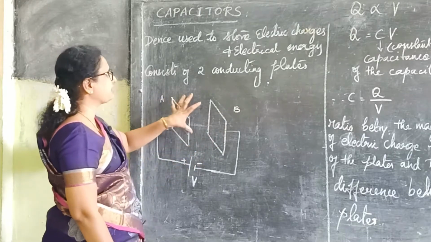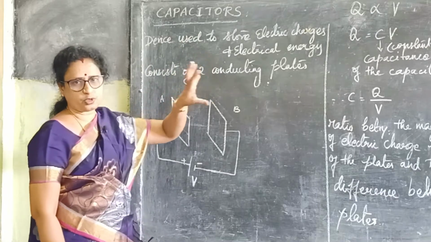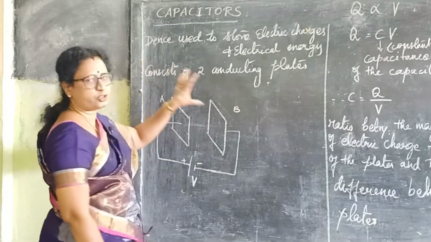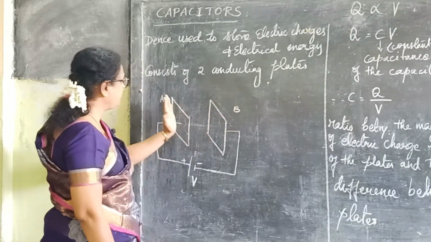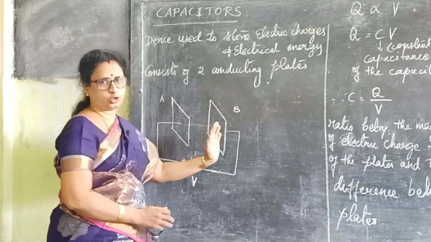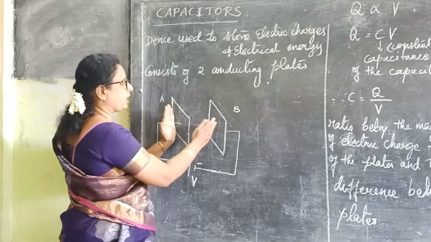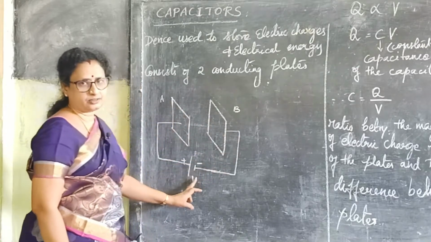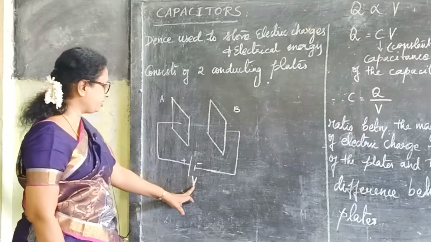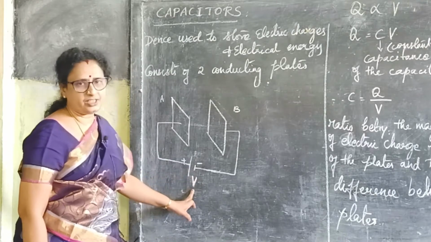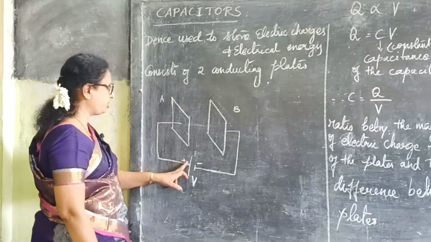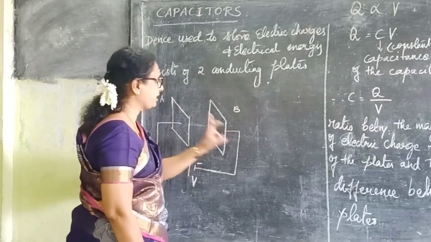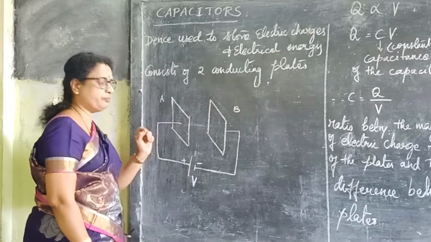So capacitor is a device which is used to store electrical energy, electric charges. It consists of two conducting plates, plate A and plate B, I have drawn on the board. These two conducting plates are connected to the two ends of a battery. The voltage of the battery is V, let us suppose. The positive end of the battery is connected to the plate A and the negative end of the battery is connected to the plate B.